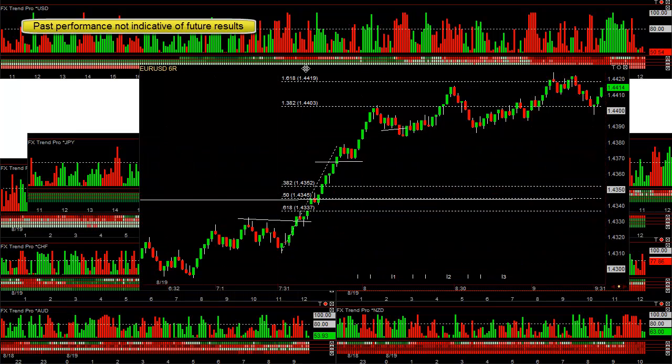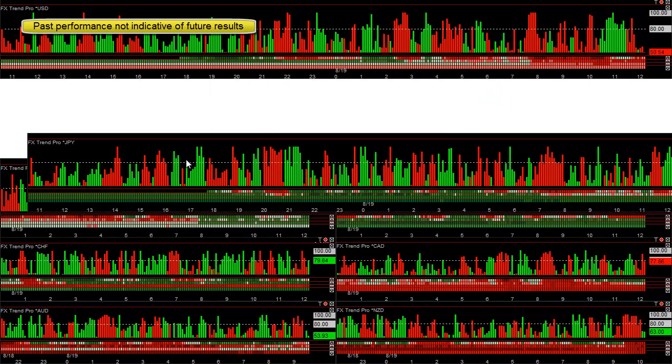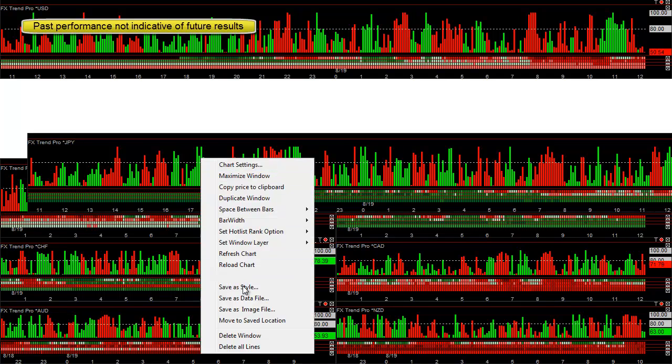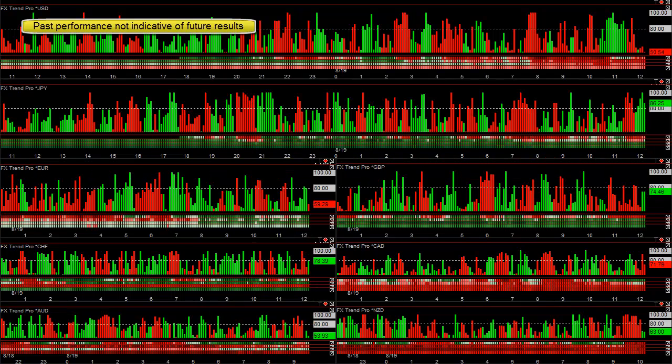Unfortunately that other chart went behind this, and drag it out here. If you ever move your chart, you want to snap it back to where it was. You right click on here and move to save location. Puts it right back, and you don't have to fiddle around with it. It's instant.